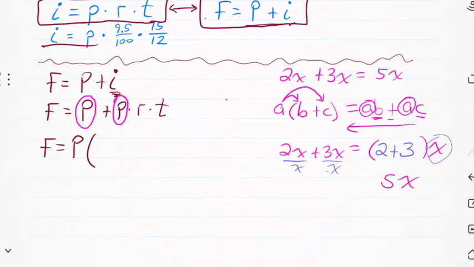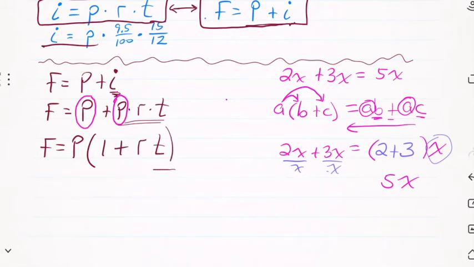Now you have to, let's change some colors here. You have to take this P and divide it by this P, and when you do that, you're going to get 1. P divided by P is 1. Plus, and then if we do the same thing for PRT over here, PRT divided by this P, P divided by P cancels, and you're left with RT.